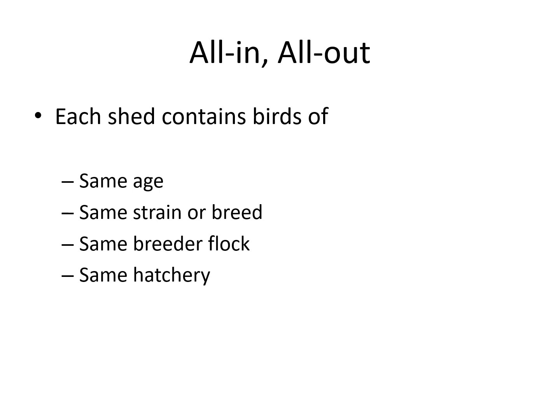Similarly, each shed contains birds of same age, same strain or breed, same breeder flock, same hatchery. These are the factors which lead to similarity in the birds. Uniqueness in the birds is produced by the following factors like the age, strain, breeder flock.